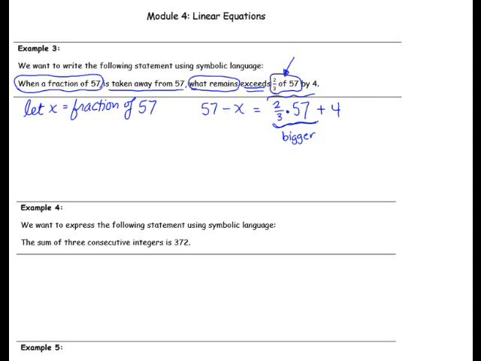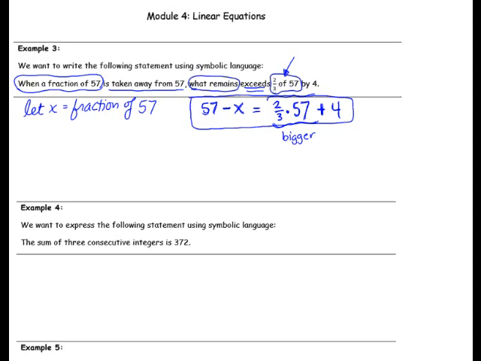So now let's read through the whole equation and see if it makes sense. When a fraction of 57 is taken away from 57, what remains exceeds 2/3 of 57 by 4. And we know that exceeds means it's going to be bigger, so we're adding 4. So this is our equation that matches the written description.